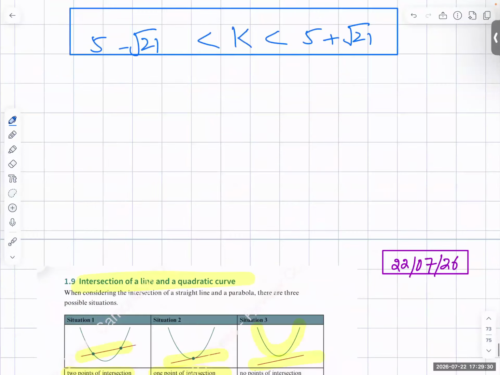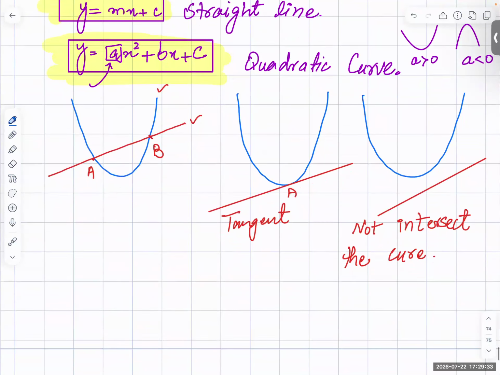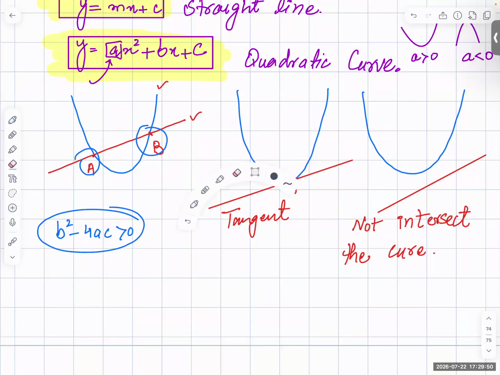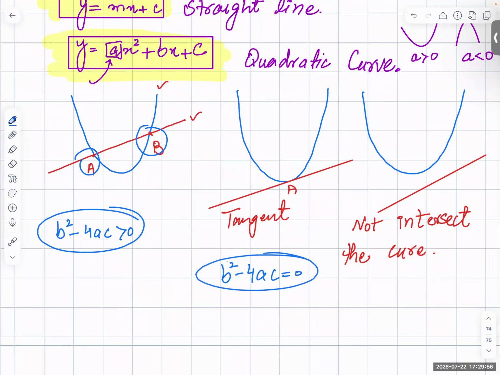So now we would simply use a linear equation and a quadratic curve, okay? And we'll be discussing all three possibilities. When we substitute the linear equation into the quadratic and we get a quadratic equation, then for that quadratic equation, if b square minus 4ac is greater than 0, that means this line is intersecting the curve at two different points. If b square minus 4ac is equal to 0, this straight line is simply tangent to the curve. And if b square minus 4ac is less than 0, then this line will not intersect the curve. These would be three cases.